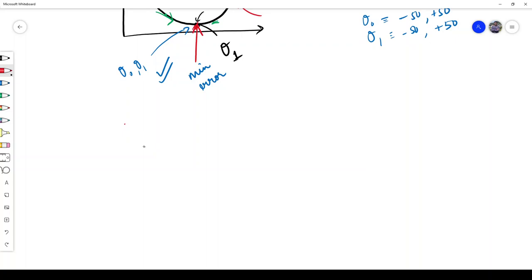Okay, so moving on to differentiating the actual thing. So we have to find two things. You differentiate the cost with respect to theta naught, and you differentiate the cost with respect to theta 1. Cool. So let's just look at the equation and then differentiate.